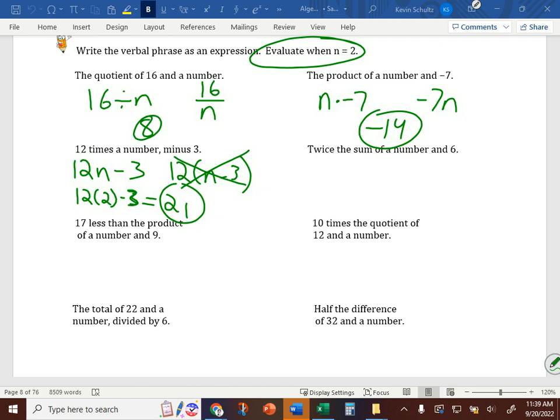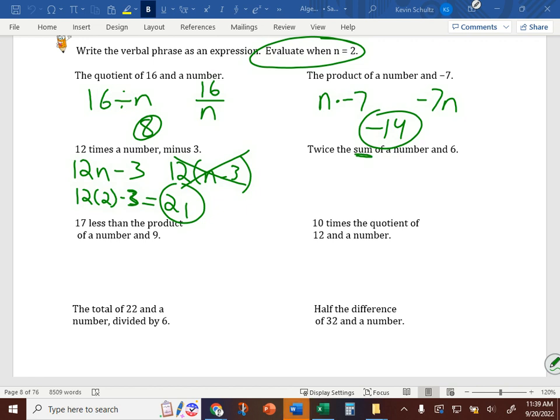Twice the sum of a number and 6. What does that mean we're doing? 2 times 2 plus 6. Where does that come from? Twice the sum of a number and then 6. Okay, so Shay's interpreting that to be 2 times 2, and then you're adding 6 to it. But remember what the word sum means.